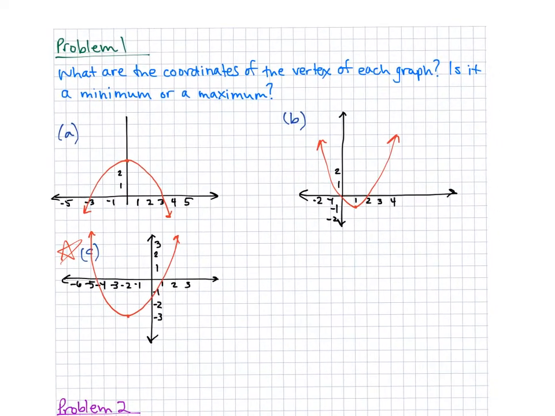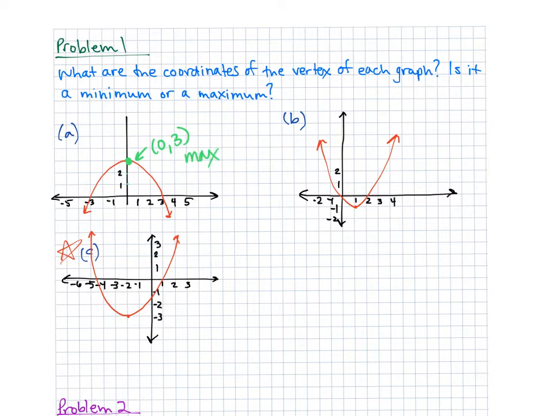Problem 1. So we're going to find the vertex and state whether it's a minimum or a maximum. So find the coordinates of the vertex, maximum or minimum. So let's start with A. We can see here the vertex. This is a frown. So this vertex is going to be a maximum, and it is at x is 0 and y is 3. Right? So 1, 2, 3. And this is a maximum.